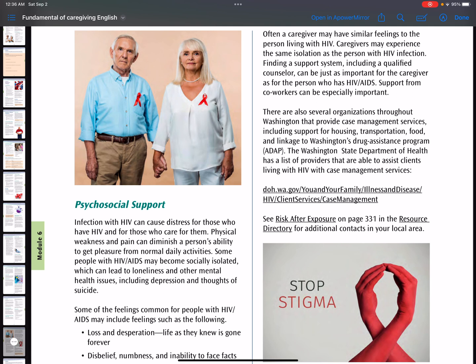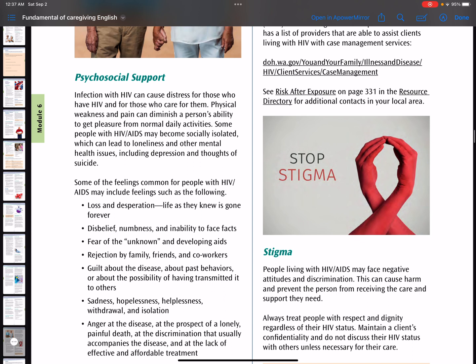People living with HIV may face negative attitudes and discrimination. This can cause harm and prevent the person from receiving the care and support they need. Always treat people with respect and dignity regardless of HIV status. Maintain a client's confidentiality. Do not discuss their HIV status with others unless necessary for their care. Stop stigma.